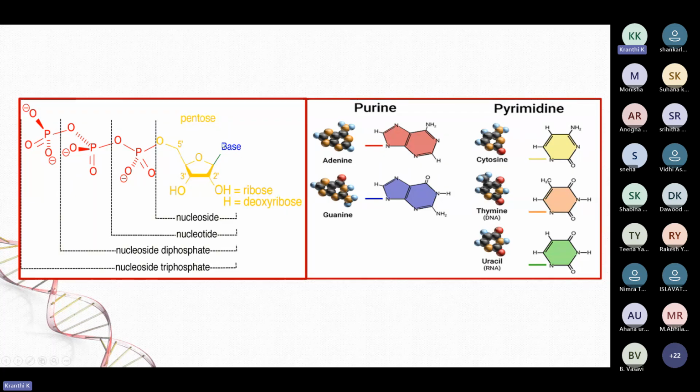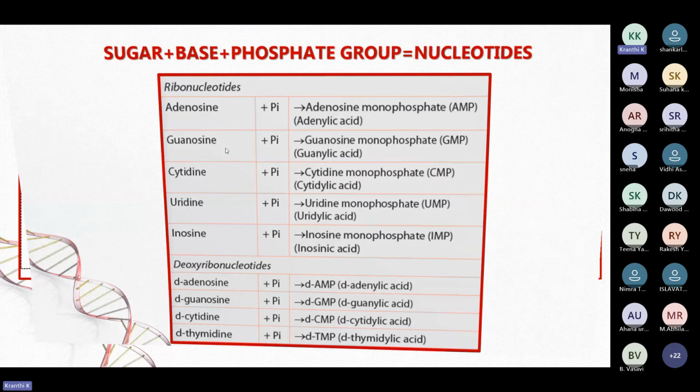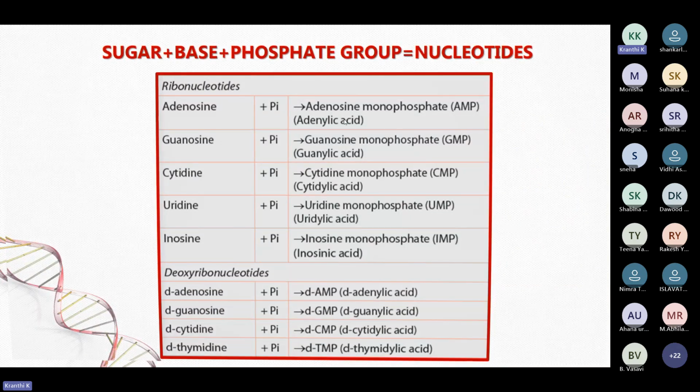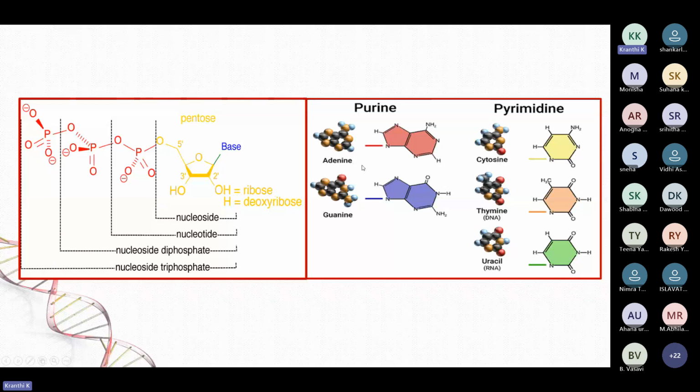So based on the type of the nitrogen base linked to the sugar, the name of the nucleoside and the name of the nucleotide will change. For example, here in the place of base, I mean nitrogen base, we have adenine, guanine, cytosine, thymine, uracil, right? If the nitrogen base is adenine, then what do we call it? Adenosine, right? If it is a single nitrogen base, then that is adenine, right?